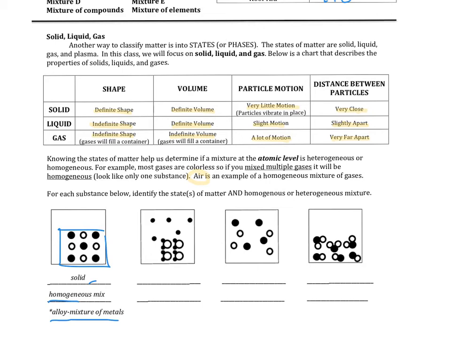So if we look at our next one, I can see that we have 2 things going on here. I've got this box of elements down here, and then I've got these other guys floating around up here. So I know there's 2 states of matter here. The blocky guy is going to be a solid.